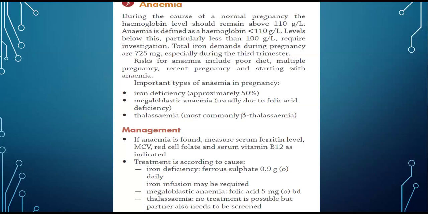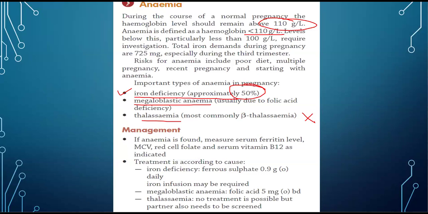Okay, anemia during pregnancy. During pregnancy, as long as the hemoglobin is above 110, that's normal. Anemia is defined if hemoglobin is less than 110 gram per liter. So what is the most common cause of anemia in pregnancy? The most common cause is iron deficiency anemia, about 50% of cases. Other than that, it could be megaloblastic anemia due to folic acid deficiency, or sometimes, less commonly, thalassemia.